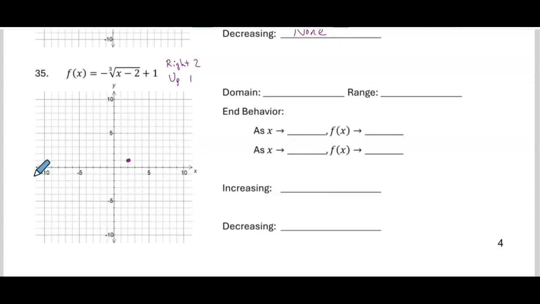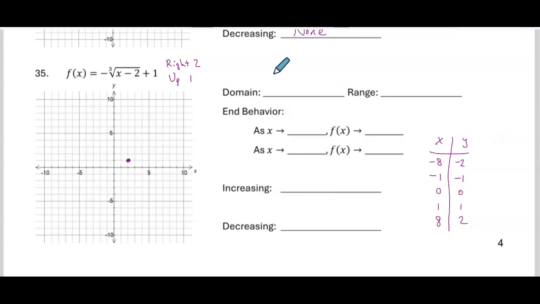So we go both ways, and the movement chart for a cube root graph is going to be -8, -1, 0, 1, and 8. I'm using cube numbers now. So -8 would be -2. -1 would be -1, 0, 1, and 2.